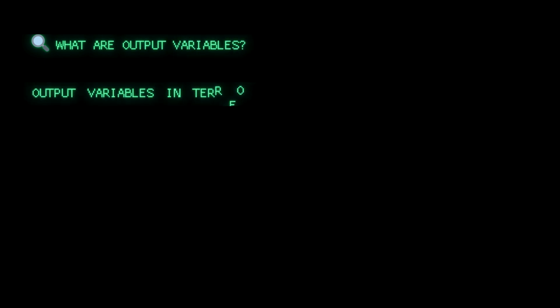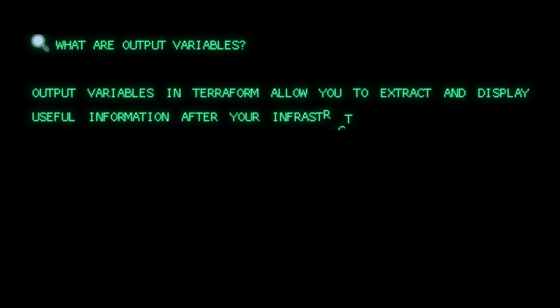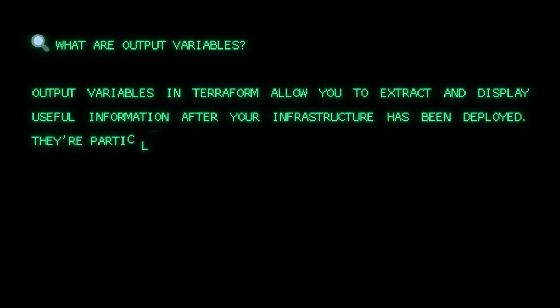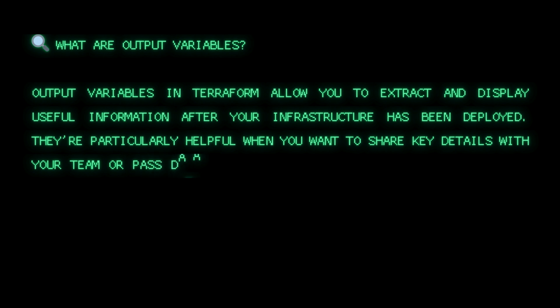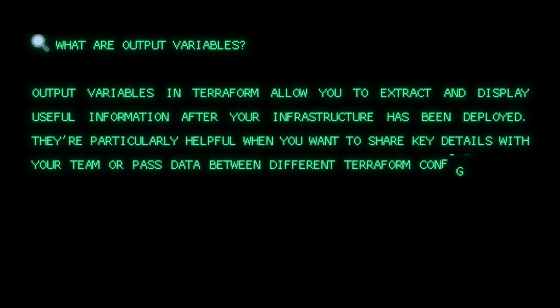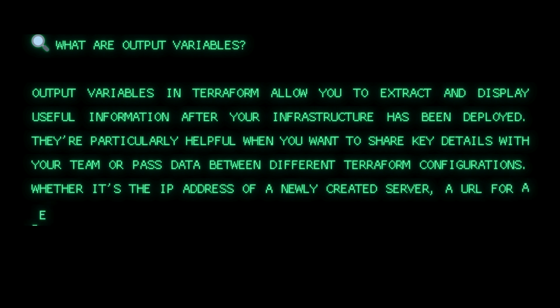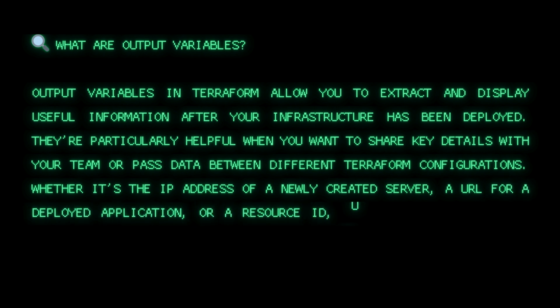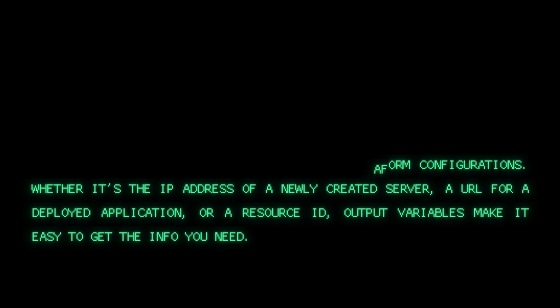What are output variables? Output variables in Terraform allow you to extract and display useful information after your infrastructure has been deployed. They're particularly helpful when you want to share key details with your team or pass data between different Terraform configurations. Whether it's the IP address of a newly created server, a URL for a deployed application, or a resource ID, output variables make it easy to get the info you need.